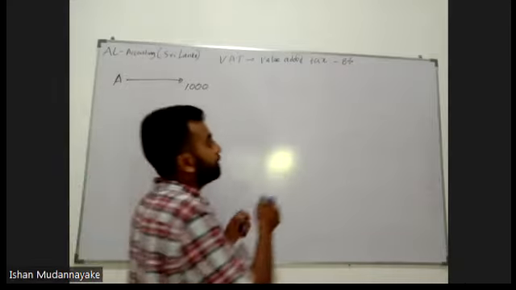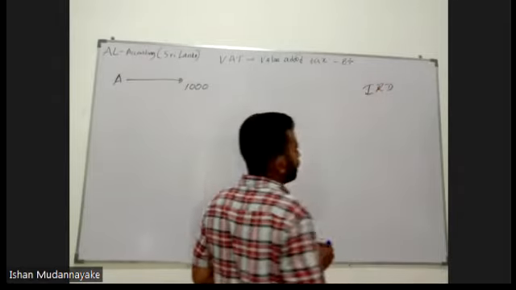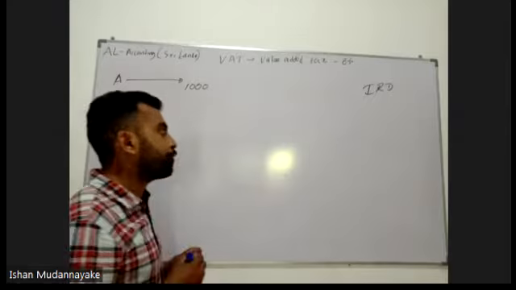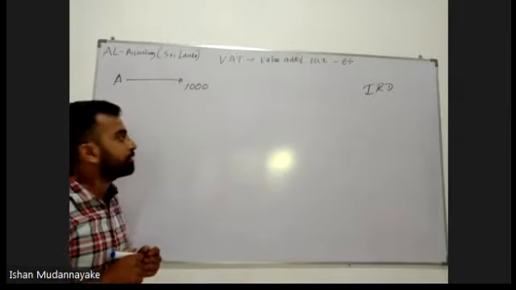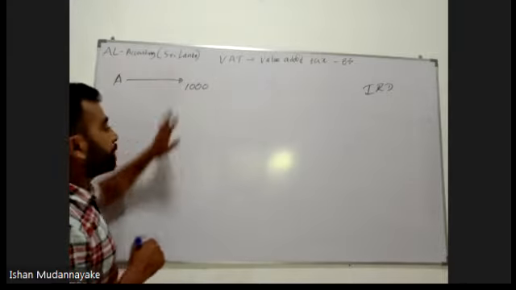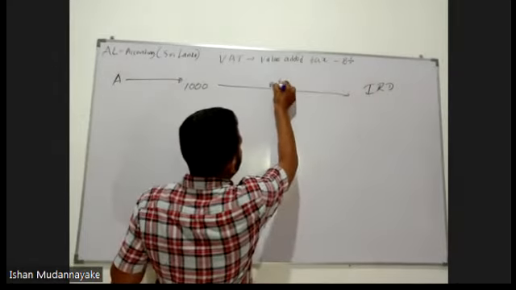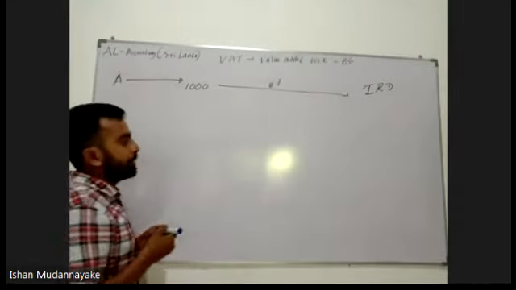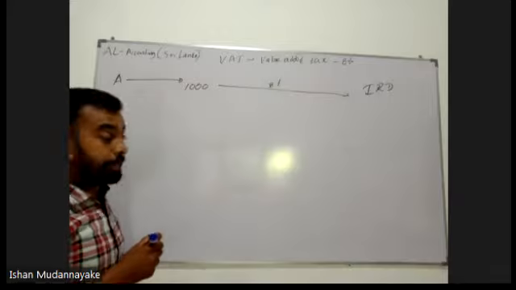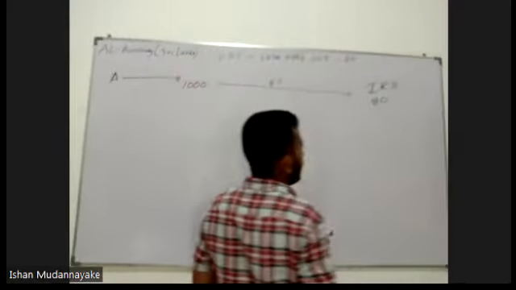Let's say IRD, the Department of Inland Revenue. The short form is IRD. For the added value to the economy, business A has to pay 8% to the IRD. 1,000 into 8% means 80. Business A pays 80 to the Department of Inland Revenue.